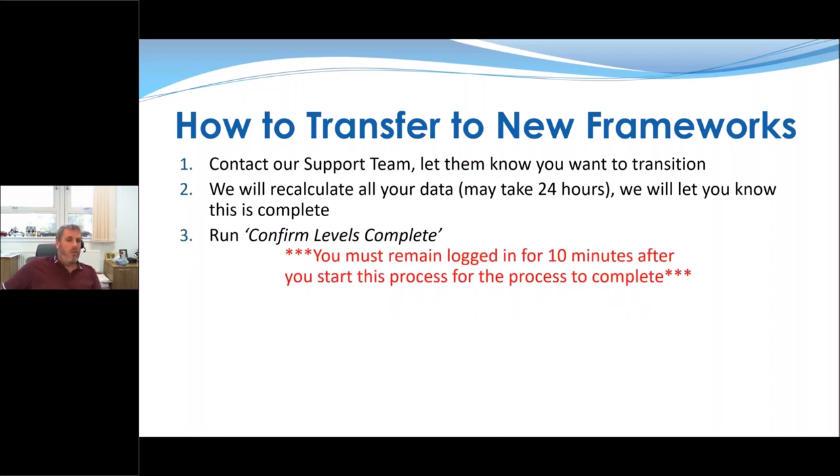What we will then ask you to do is run a process called confirm levels complete. So we'll tell you where to do that. It is quite simple. It is a button. You click on it. It will ask you a date. So you can put in that day's date and you click on go. It does run in the background, but if you log out, the process does stop. So once you click on that button, stay logged in for 10 minutes just to allow that process to run in the background.